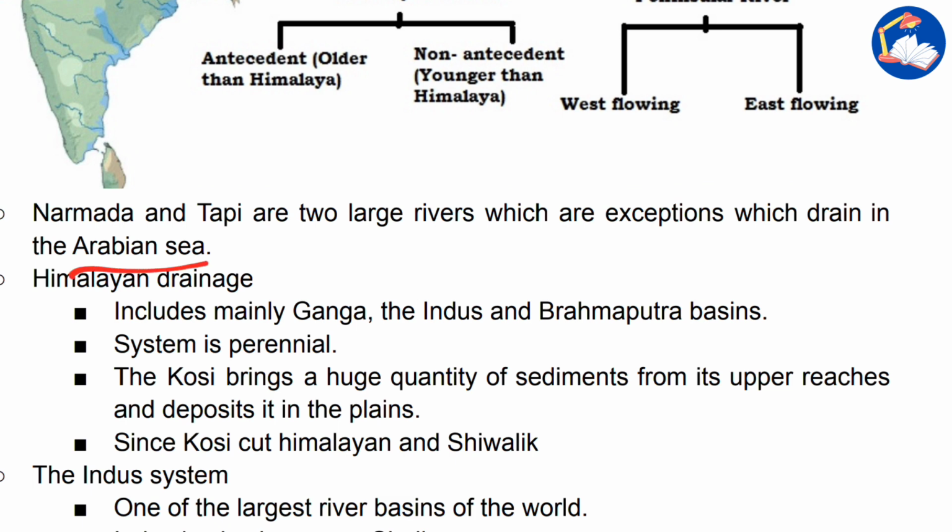Narmada and Tapi drain in the Arabian Sea. The Himalayan drainage. This includes mainly the Ganga, the Indus, and the Brahmaputra basins. The system is perennial, that is, it flows all throughout the year.